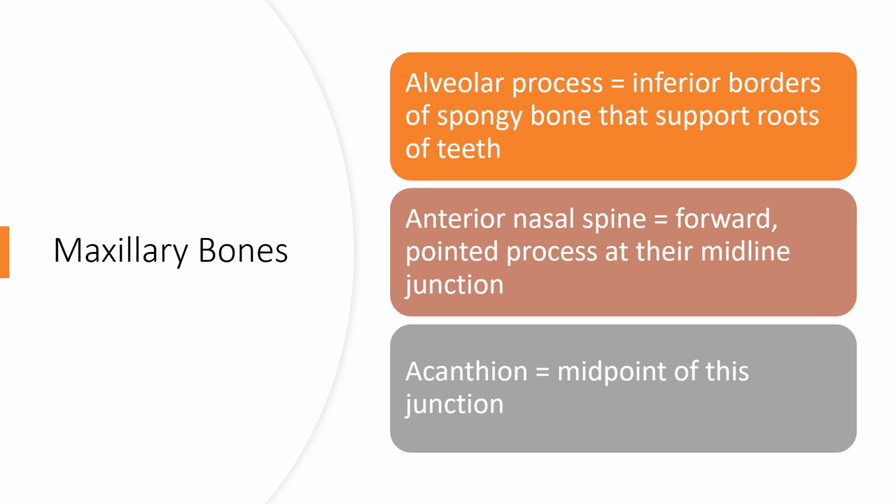Maxillary bones have an alveolar process, just like the mandible does. The alveolar process is the spongy bone that supports the roots of the teeth. So the alveolar processes of the maxillary bones, that's where the upper teeth are coming out of the bone. The anterior nasal spine, that's the acanthion. It's a forward-pointed process at the midline junction, and it is right behind the soft tissue nasal septum.